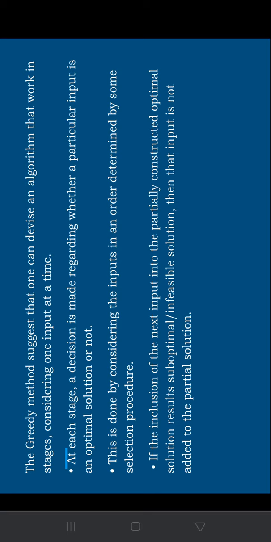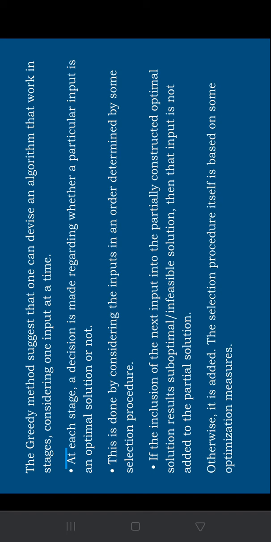So we choose an input and look for the possible output with this input. If it is not optimal, we discard it. If it is optimal, we include the input. This is how the greedy approach is taken. That is the procedure.